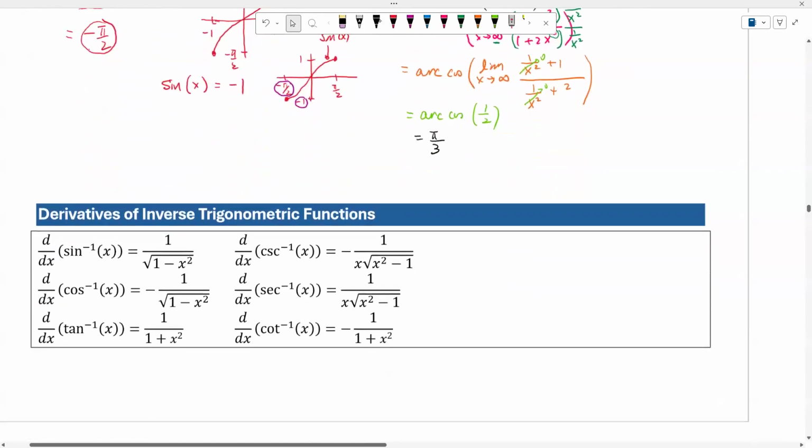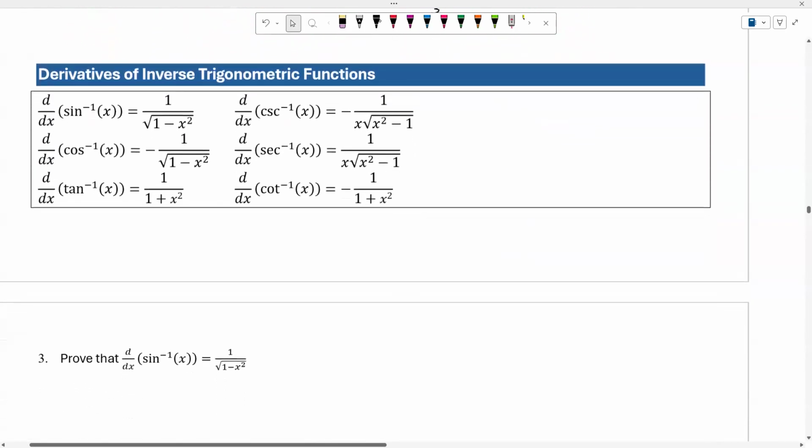And now let us get to the talk. How do we actually take the derivative of the inverse trig function? Maybe let us look at the derivatives first. The derivative of sine inverse of x is equal to 1 over square root of 1 minus x squared. The derivative of cosine inverse of x is equal to negative 1 over square root of 1 minus x squared.